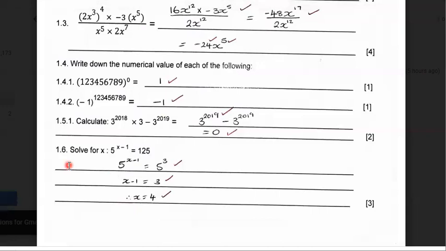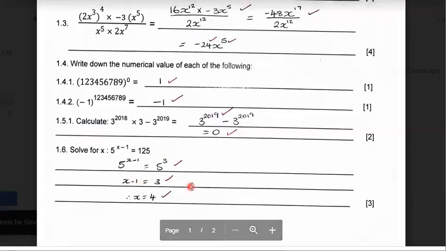1.6, you've got 5 to the power x minus 1 is equal to 125. Now, because you have the base of 5 on your left-hand side, you want to write your right-hand side with the base of 5 as well. Therefore, you've got 5 to the power x minus 1 is equal to 5 cubed. 5 cubed gives you 125. Because your bases are the same, you can equate your exponents. So you could say x minus 1 is equal to 3. And solving that, you take your 1 to the other side, so it becomes 3 plus 1. And therefore, x is equal to 4.